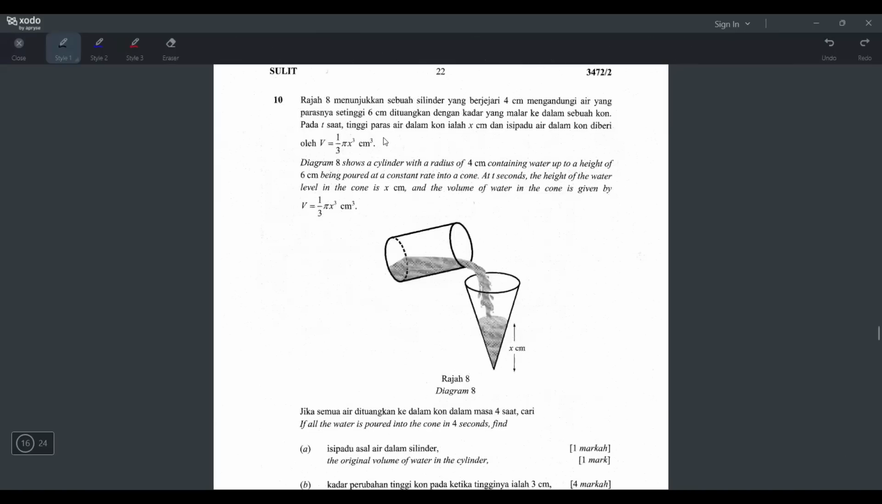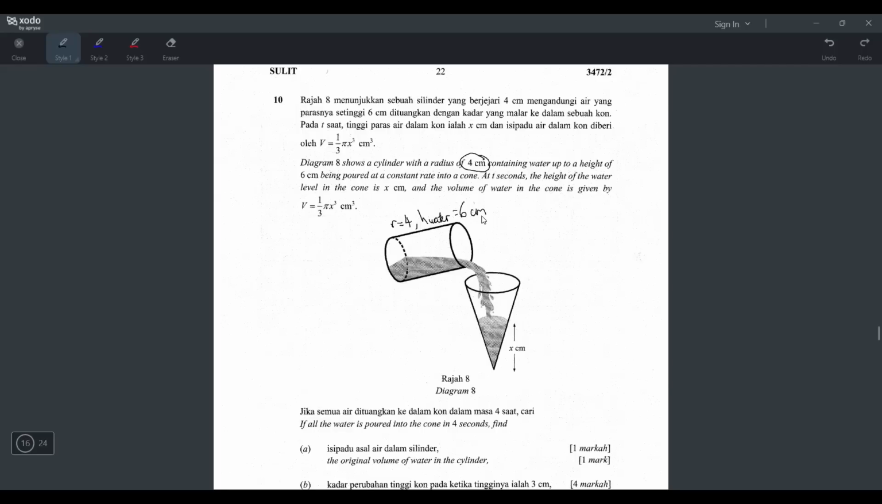Okay, I want to do number 10 now. So number 10, let's read the question. Diagram 8 shows a cylinder with a radius 4 cm containing water up to a height of 6 cm being poured at a constant rate into a cone. Okay, I should label this. Let's read again. Cylinder, radius 4. So this one is the cylinder, so the radius is 4. I'll just write beside the cylinder R equals 4. Containing water up to a height of 6 cm. So the height of water is 6 cm.